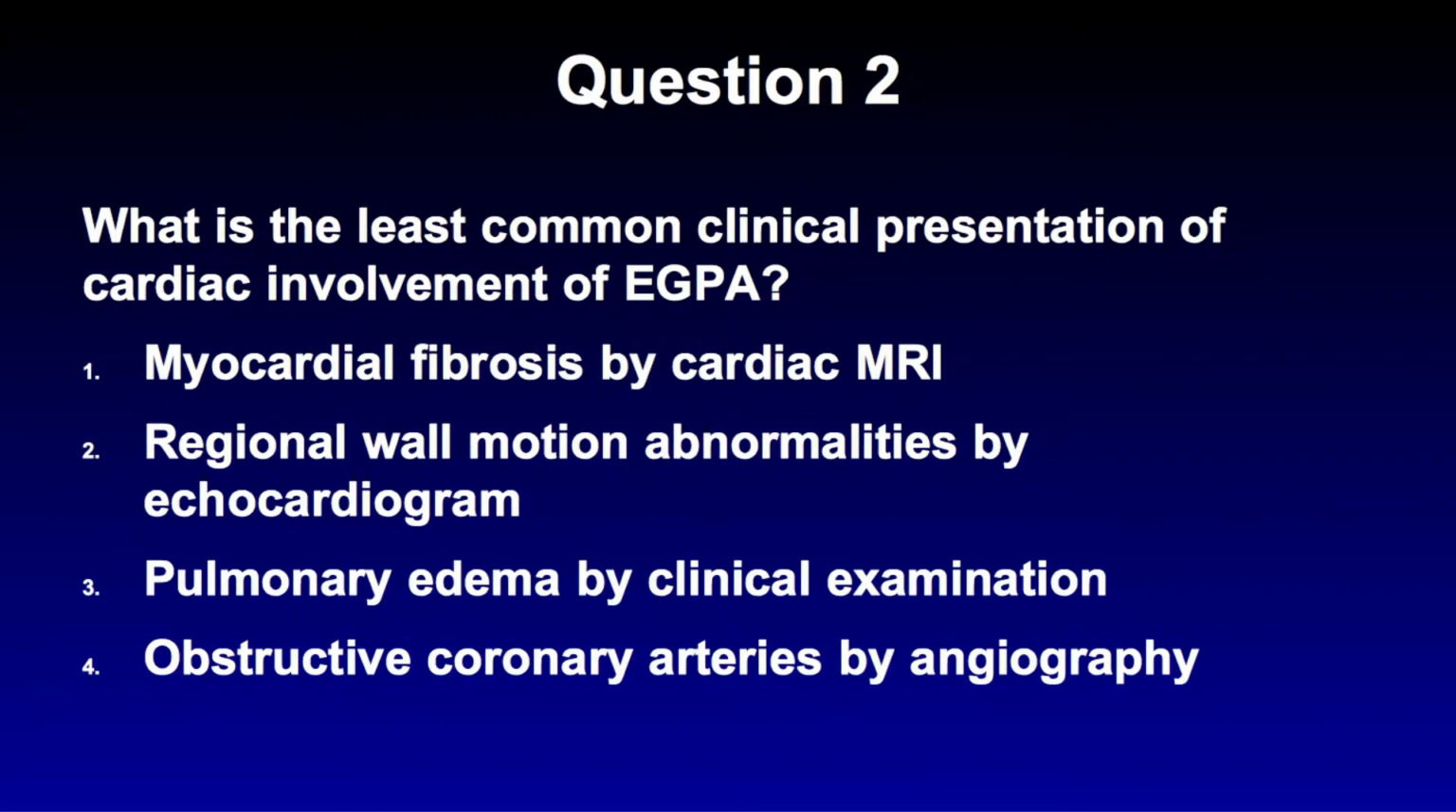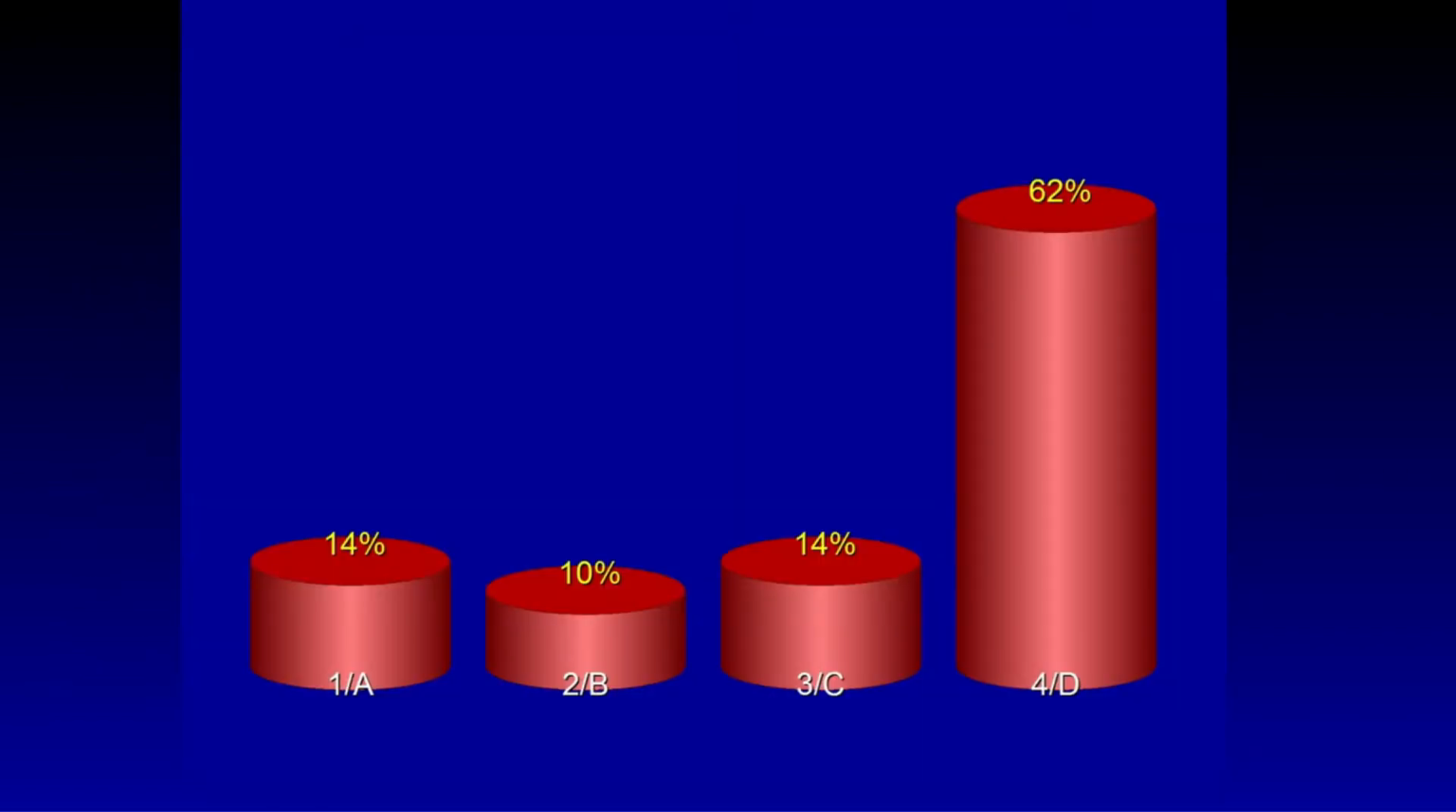The second question: what is the least common clinical presentation of cardiac involvement? Fibrosis, regional wall motion abnormality, pulmonary edema by physical exam, or obstructive coronary artery disease? I just gave the answer away just now.